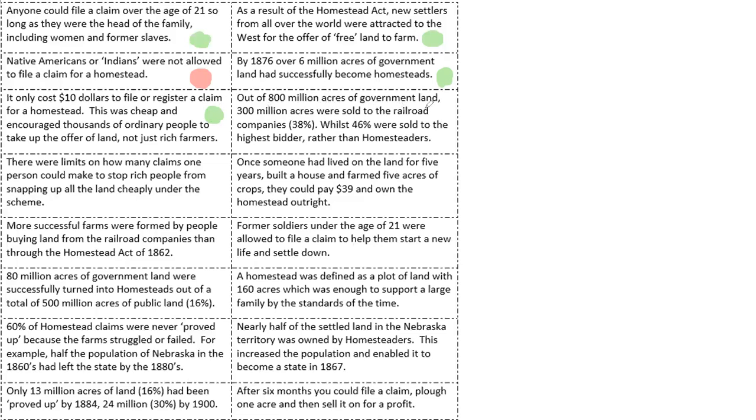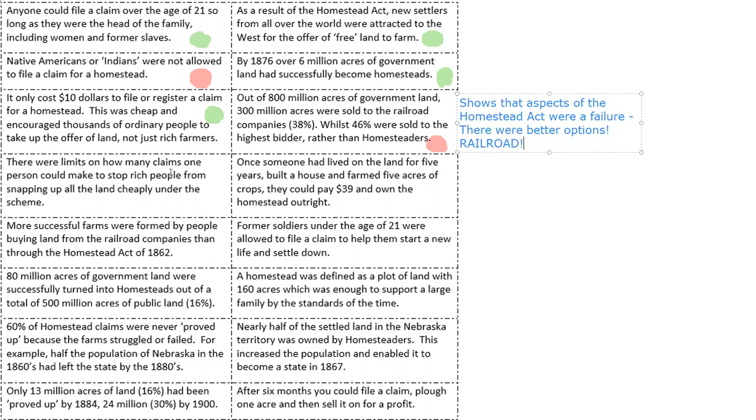Out of 800 million acres of government land, 300 million was sold to the railroad companies, whilst 46% was sold to the highest bidder rather than homesteaders. Now, this is negative for one very clear reason. It shows that aspects of the Homestead Act were a failure. There were better options, such as the railroad, which we'll look at in a future video. Okay, so that is really key that you understand that there.